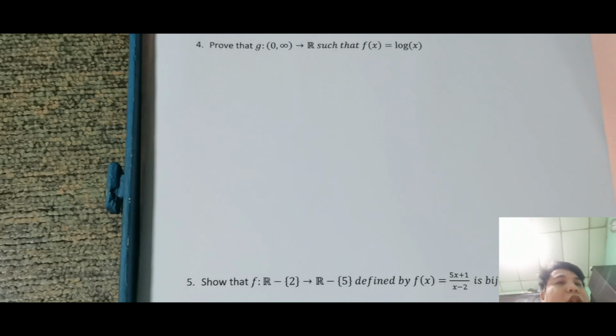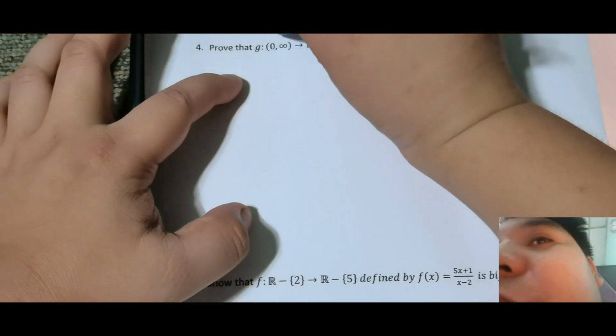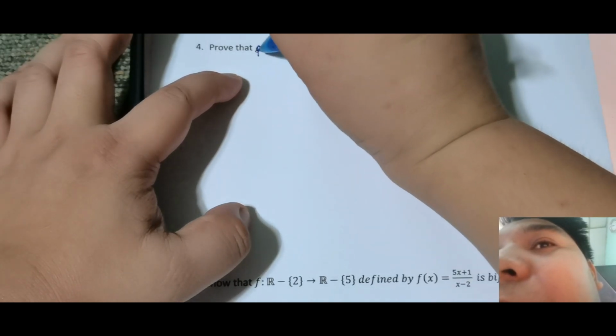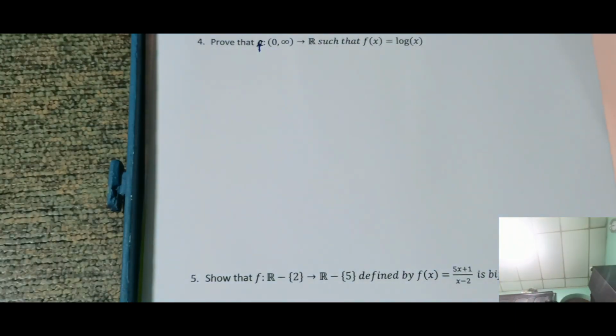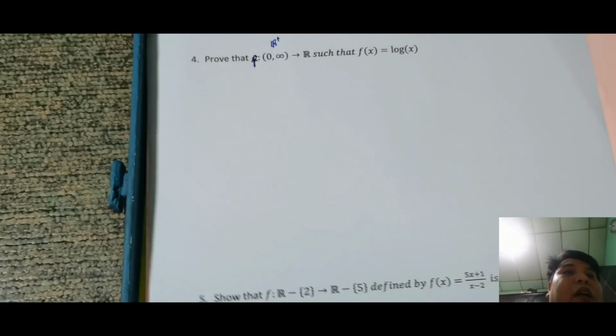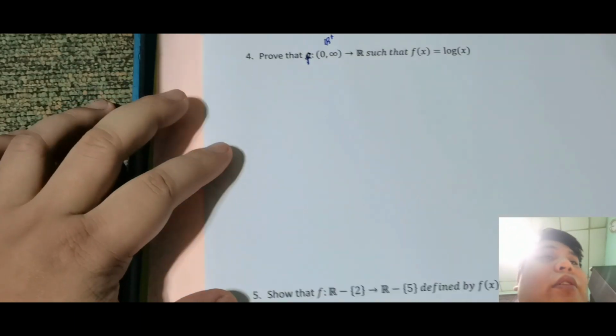Okay, so prove that G mapping from 0, infinity to R. This 0, infinity is just the same as R plus. Okay, so this is F, where f of x equals logarithm of x. The logarithm of x is just logarithm base 10. Remember that, okay? Always base 10. Okay, so let's prove.